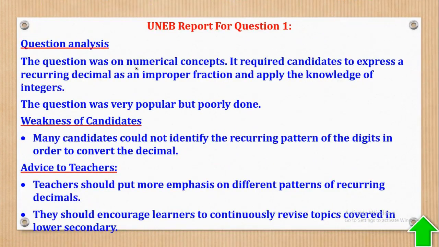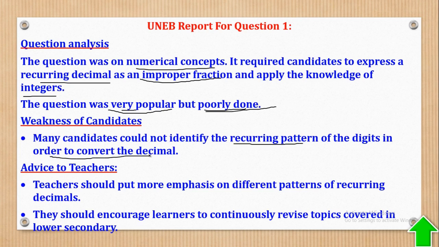So this question was on numerical concepts, and it required the candidates to express recurring decimal as an improper fraction, not mixed fraction. It should be improper fraction, and apply the knowledge of integers. The question was very popular but poorly done. Very popular means it appears frequently in the past papers, but it was poorly done. Why? Because many candidates could not identify the recurring pattern or the digits in order to convert to the decimal. So some candidates thought that even 6 is recurring, but it was only 3 which was recurring.